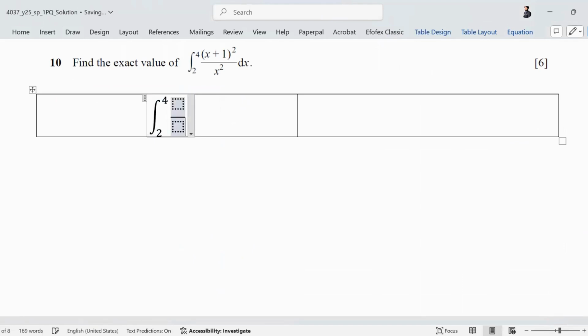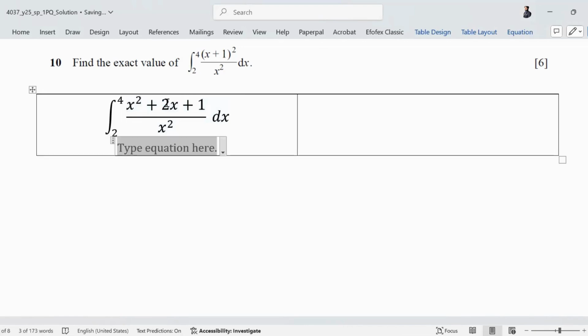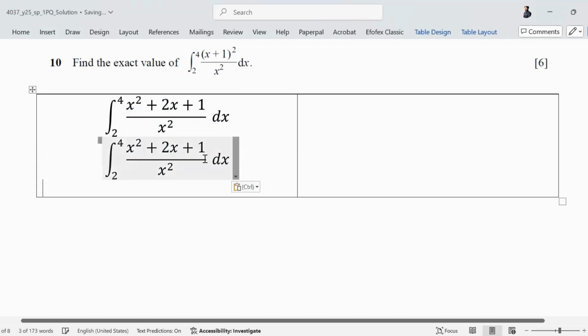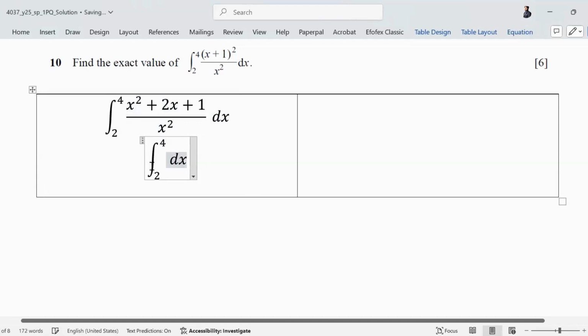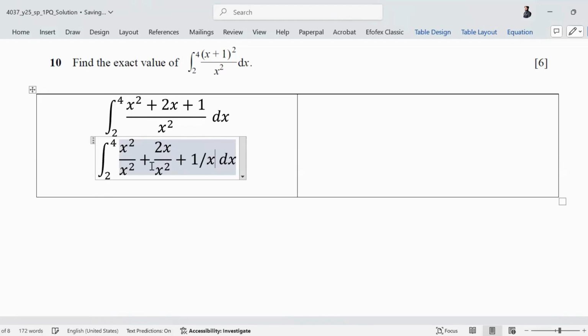I'll just expand the numerator first. x squared plus 2x plus 1 upon x squared. In integration, we do not study any product or quotient rule, so we can only integrate when terms are being added with each other. We cannot integrate when another function is being divided by the entire thing. So we'll have to simplify it in a way that we are only left with functions that are either adding or subtracting with each other. So what I can do is write them as separate denominators: x squared upon x squared plus 2x upon x squared plus 1 upon x squared.